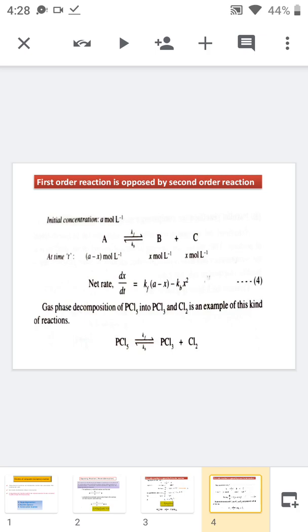One of the examples is the gas phase decomposition of PCl5 into PCl3 and Cl2. We can see that PCl5 reversibly gives PCl3 plus Cl2, and here the forward reaction has only one reactant, PCl5, and the rate constant is Kf, and the backward reaction has two reactants, PCl3 and Cl2, and the rate constant is Kb.